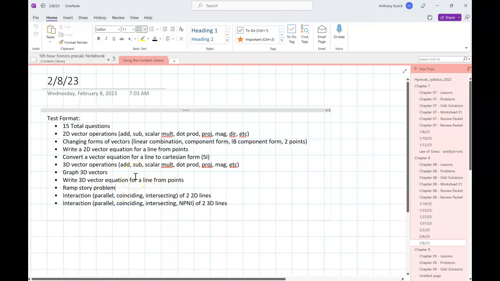You should expect to see one of those ramp story problems. And then we should be able to do the intersection of two lines, both in two dimensions and three dimensions. Everybody okay with the rundown there?